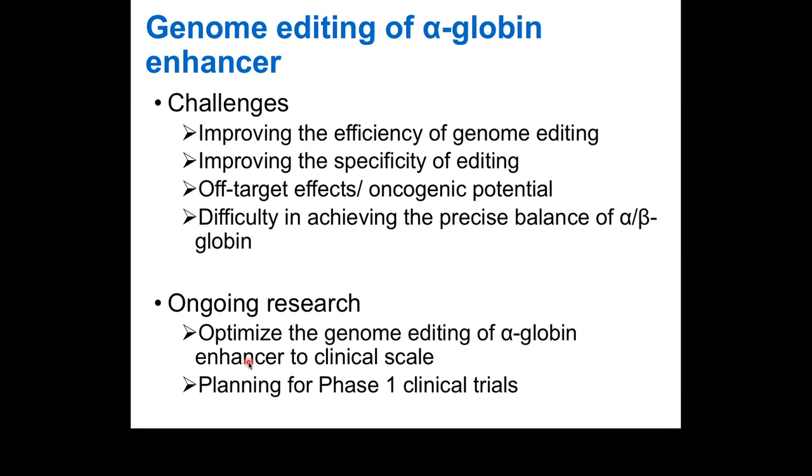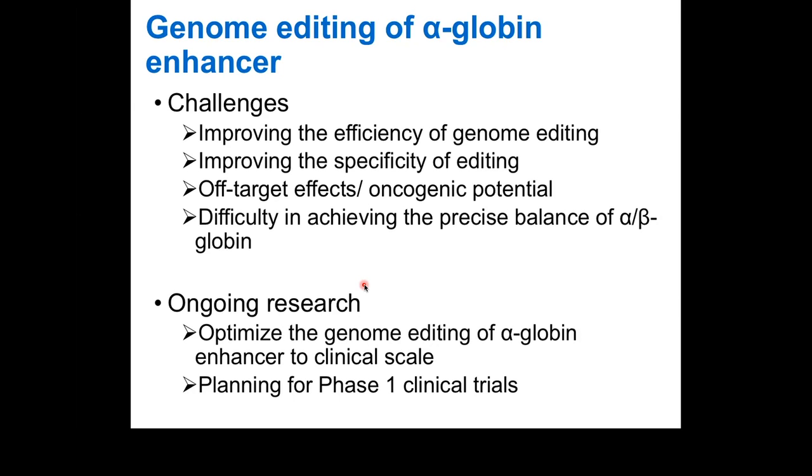However, there are several challenges in genome editing of the alpha globin enhancer. Although it's been done in vitro in cells, improving it to an efficiency that works in patients will be a challenge. If we reduce the alpha globin too much, then there will not be any alpha globin, so achieving a precise balance of alpha to beta globin is also a challenge. However, there is ongoing research on this, and we will be optimizing the editing of the alpha globin enhancer. We are currently planning phase 1 clinical trials in collaboration with the University of Oxford.